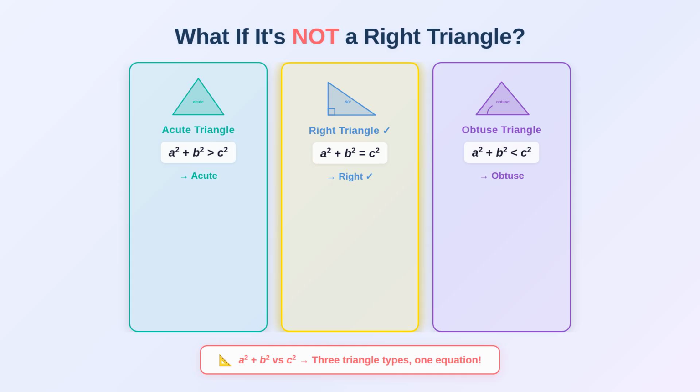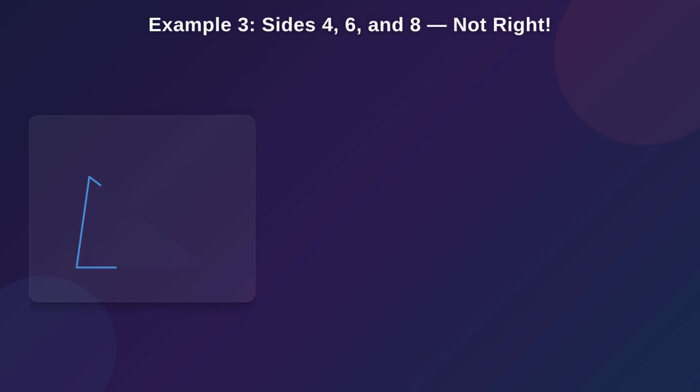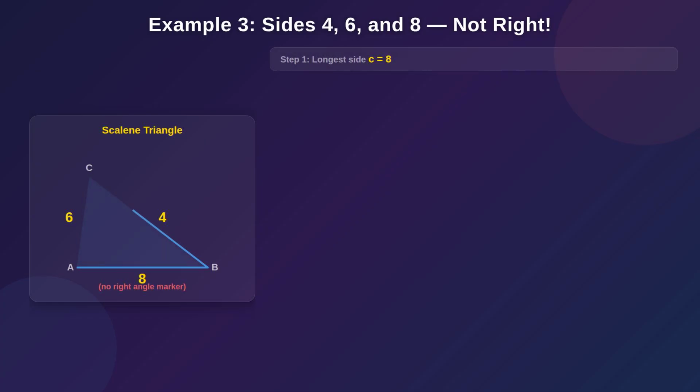Only when both sides are perfectly equal do you get a right triangle. 3 outcomes, 1 equation. The math is honestly amazing. Now let's catch a triangle that is not a right triangle. A triangle has sides 4, 6, and 8.